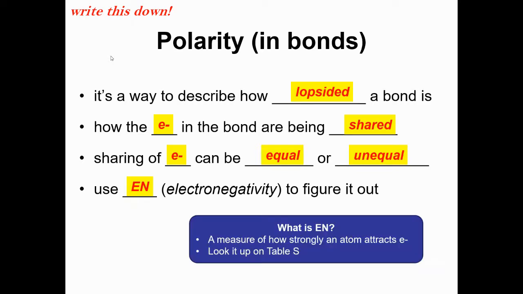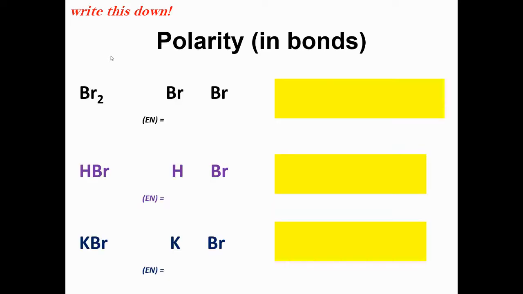What does electronegativity mean? You should remember this from Unit 8. Electronegativity is a measure of how strongly an atom attracts electrons. You can look it up in Table S. The electronegativity values go all the way up to 4.0. Fluorine has the strongest electronegativity. High electronegativity means that atom really attracts electrons. Okay, enough about that. I'm going to go through 3 different bonds to help you understand the ways that bonds can be polar or nonpolar. Covalent bonds can be polar or nonpolar.